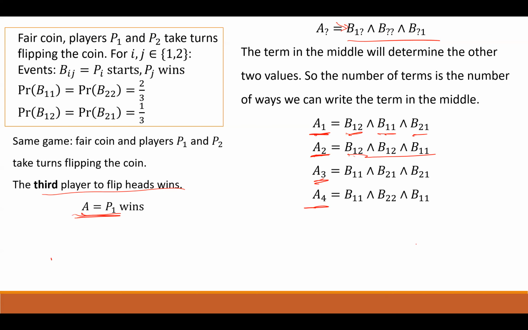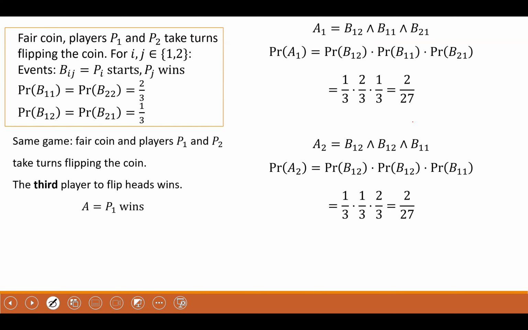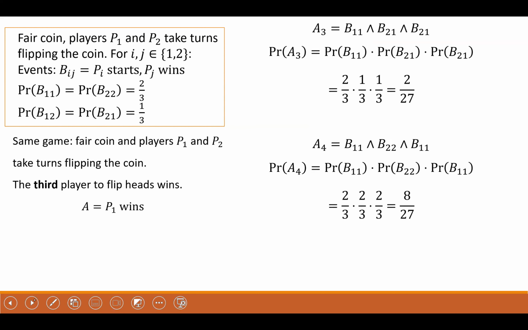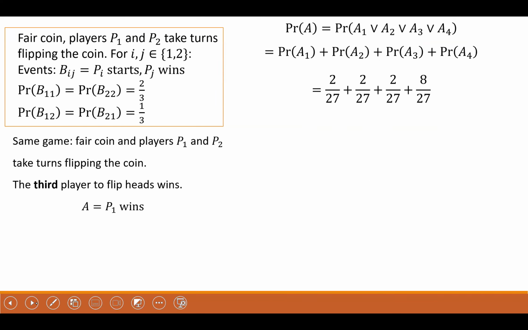Right, so very quickly, the probability of A1 is 2/27, the probability of A2 is 2/27, A3 is 2/27, and A4 is 8/27. And if you sum all those up, you get that on the third coin flip, player one wins with probability 14/27. All right, and you can keep going and it will get closer and closer to 0.5, but always, when it's an even number of heads, the person that starts has a disadvantage. When it's an odd number of heads, the person that starts has the advantage, so to speak.